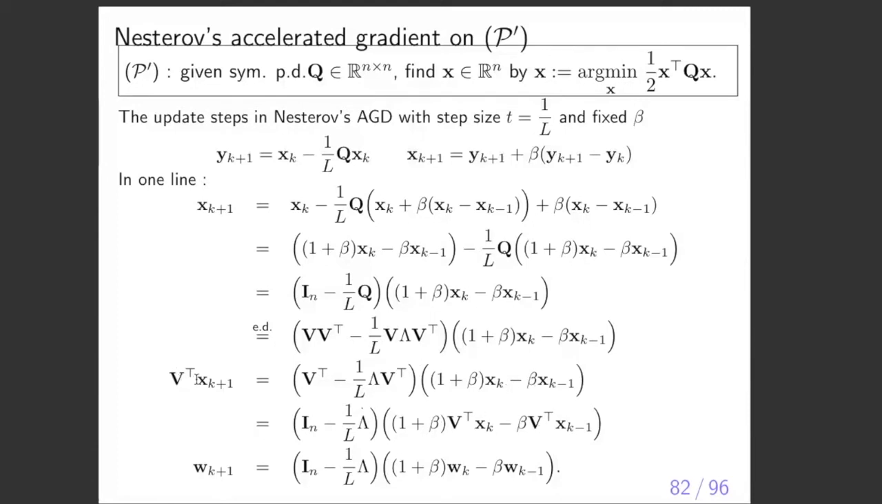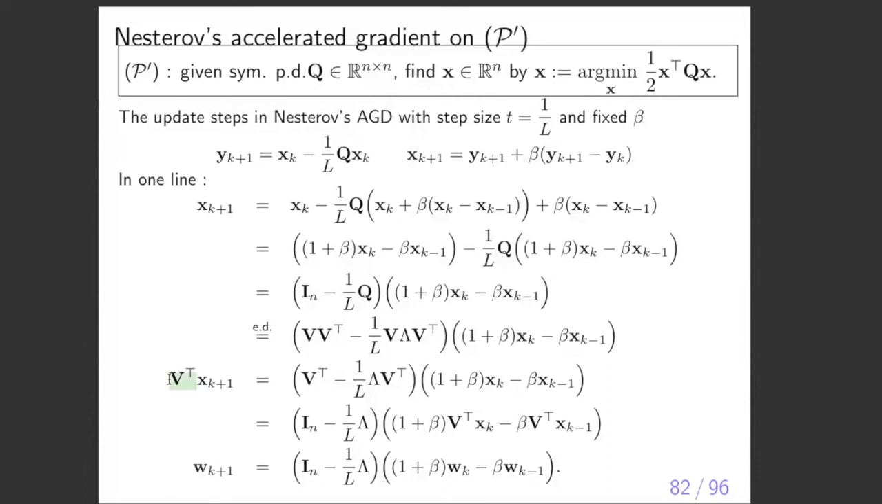So now I have this, and I rename V transpose X as W. This is at iteration K plus 1, so I have W at K plus 1. This is iteration K, so I have W K, and this is the step length, so I get this expression. So what is the meaning from here to here? Basically, I express the Nesterov gradient descent in one line, and then I plug in the gradient, and then I factorize them, and then I do an eigen decomposition.